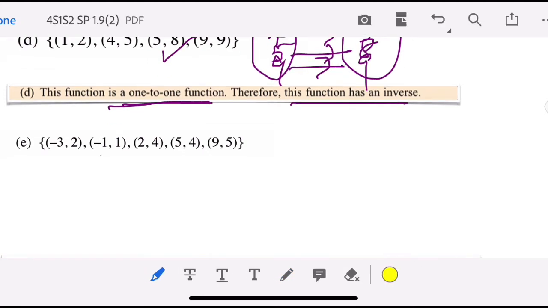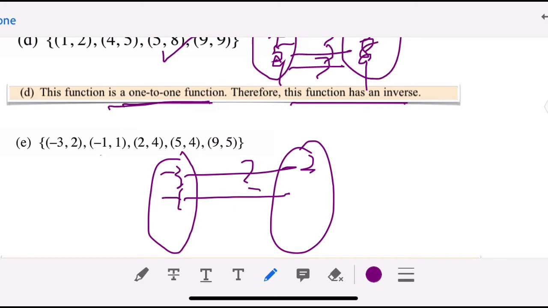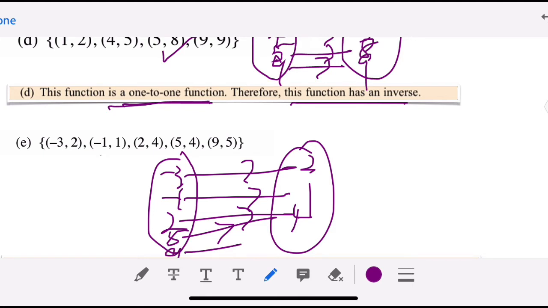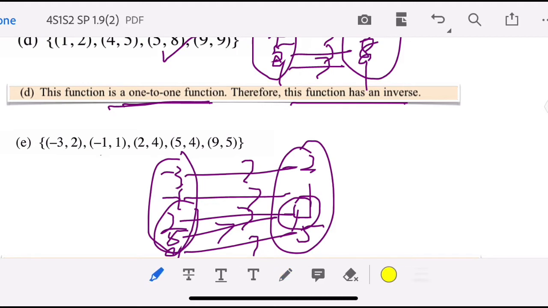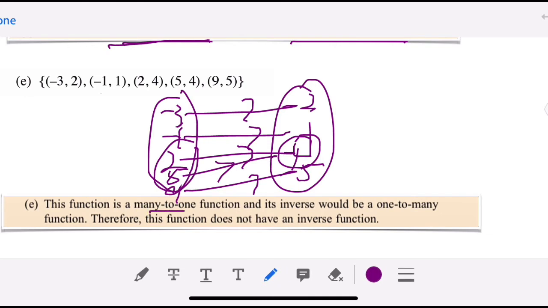And how about this one? Let's draw out and see. Okay, we just sketch out. Negative 3 maps to 2, negative 1 maps to 1, and 2 maps to 4, and 5 maps to 4. Okay, 5 and 2 are sharing the same image, right? And we have 9 maps to 5. So it seems like we have many to one relation. So the function is a many to one relation. So its inverse would be one to many, right?